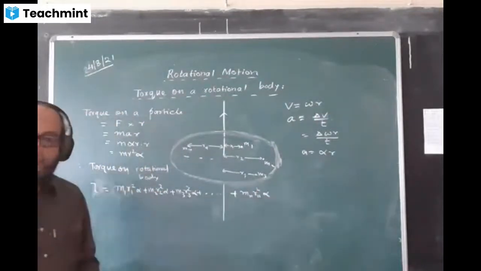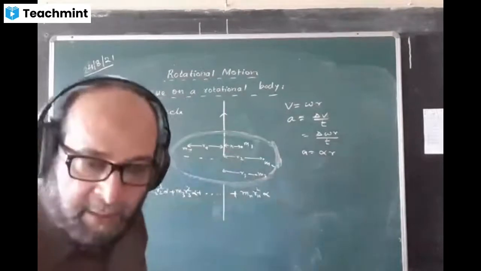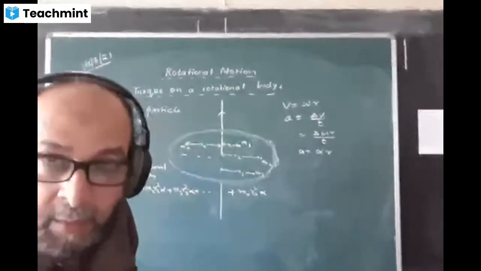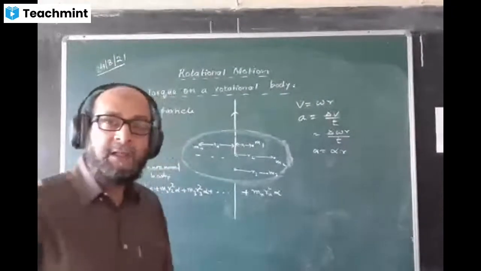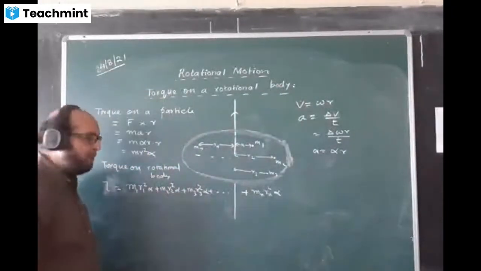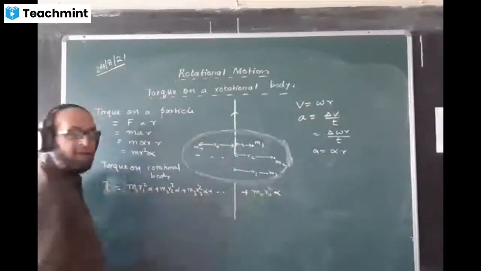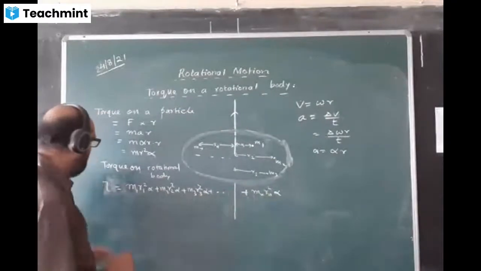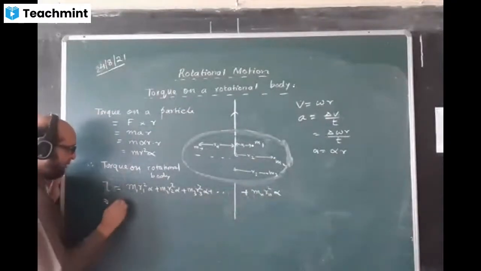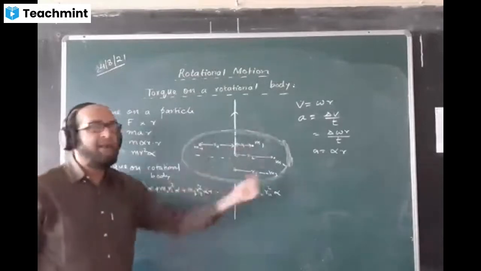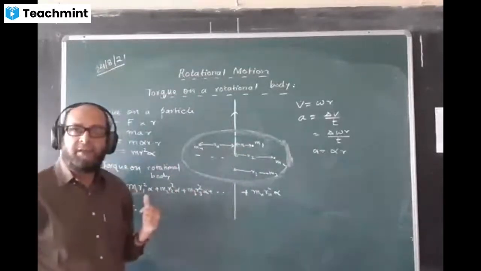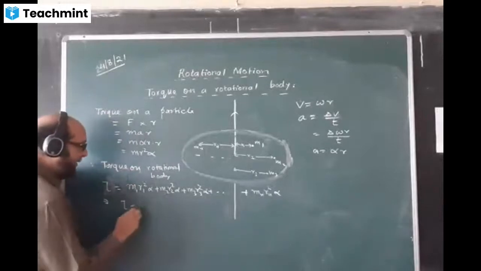because we are assuming there are n such particles. So Mn Rn square alpha, tau as it is. Why is alpha not changing? Because all will have the same acceleration. All will move with the same angular acceleration. So I'll take it common here.